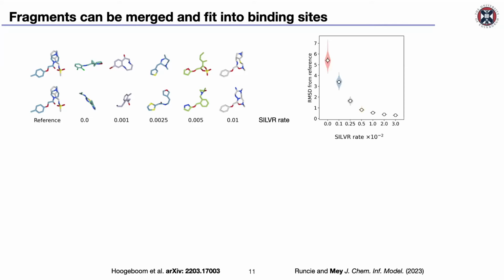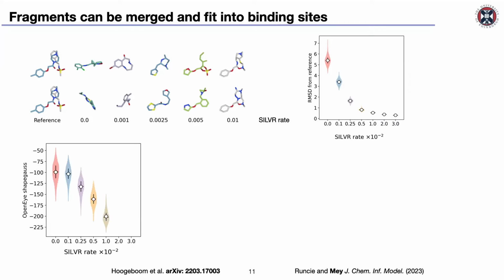We want some data. So one thing we can look at is the root mean square deviation from our reference according to silver rate. And at 0, it's high. And the higher we push the silver rate, the more we resemble our reference. So that's great. The next thing we might be interested in, so far, we're generating molecules, but we've not given any information about the protein. Do we need to give information about the protein?